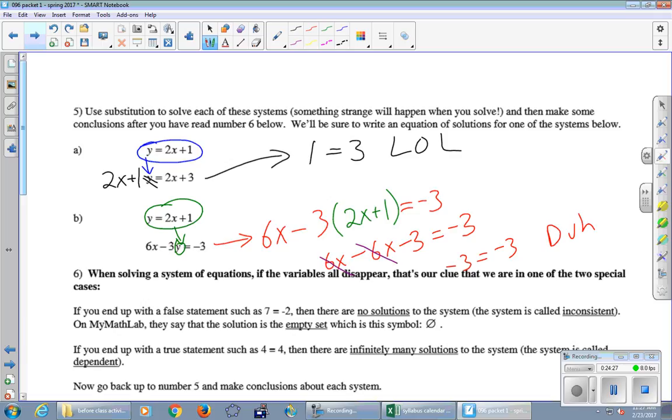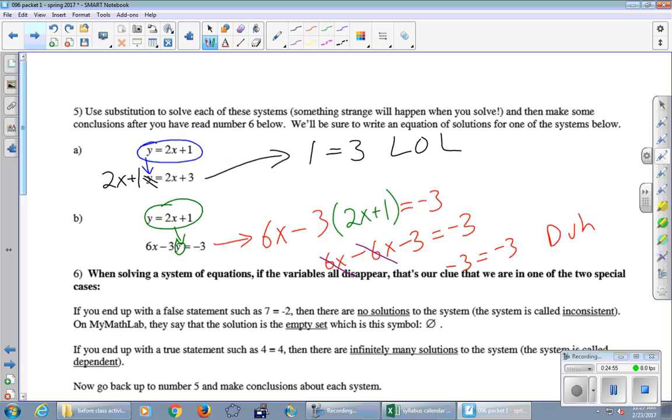All right, so here are 2 special cases. What just happened is that the x's all disappeared. We're expecting to be able to solve for x, and outside of our control, the x's all vanished. Number 6, when solving a system of equations, if the variables all disappear, like right up here, that's our clue that we're in one of the 2 special cases. One of these 2 things is 2 parallel lines that don't meet at all. The other one is two lines that are exactly the same and meet in infinitely many points, okay?